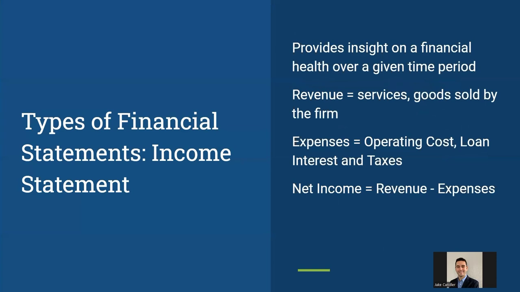So the next type of financial statement is an income statement. It provides insight on a financial firm's health over a given time period. So we have revenue equals services and goods sold by the firm. Expenses is operating costs, loan and interest, and taxes. So ultimately, the formula is going to be net income equals revenue minus expenses.